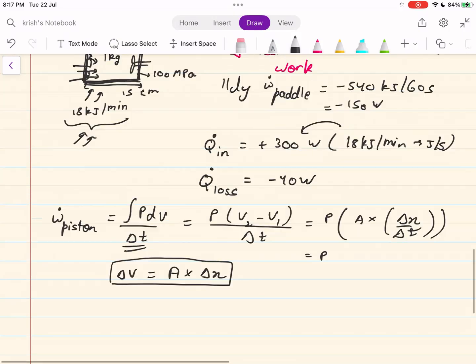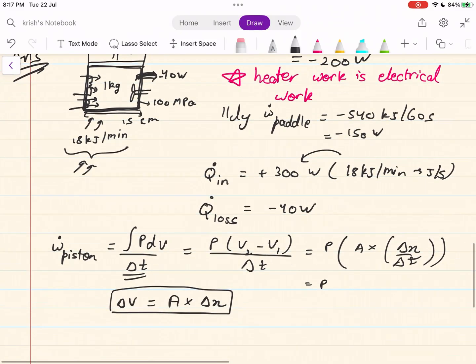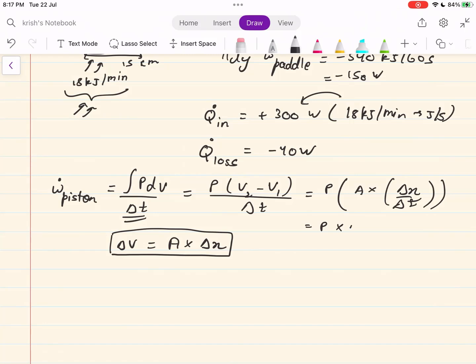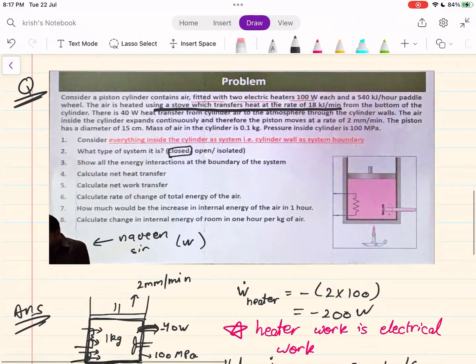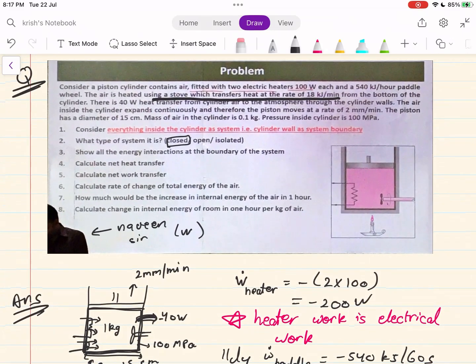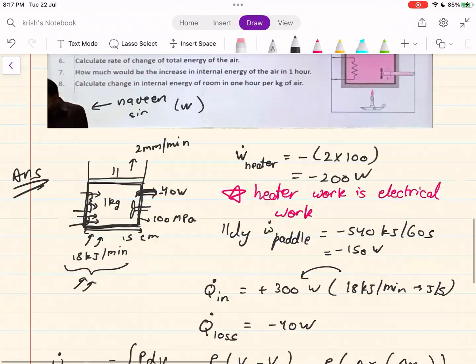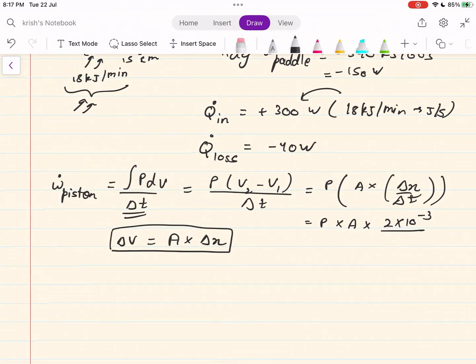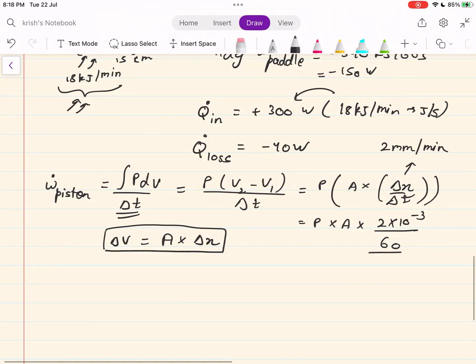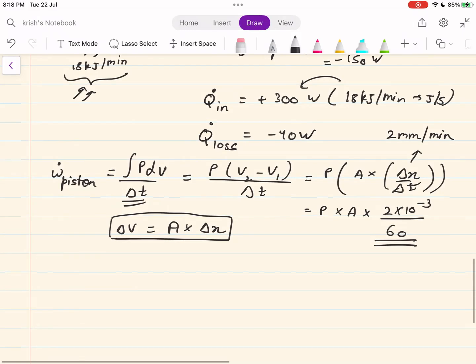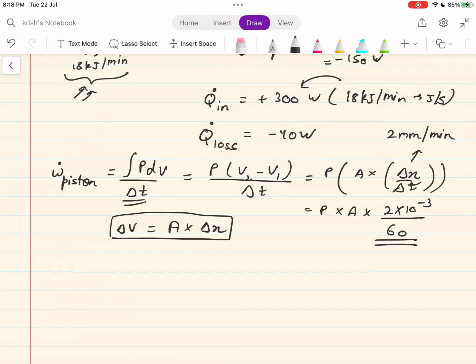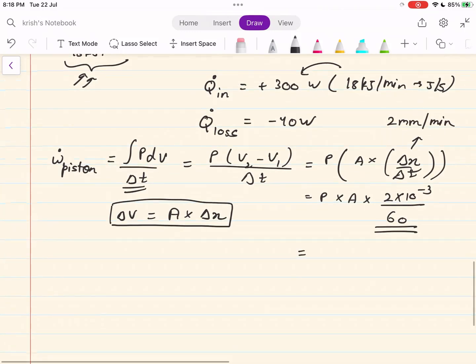As the piston moves by a distance of 2 millimeters per minute, we get P into A into 2 into 10 to the power minus 3 upon delta T. Now delta T can be taken as 1 minute because we are doing everything on a per minute basis. Delta X by delta T is given to us as 2 millimeters per minute, which is this. We are dividing by 60 because we want to find work done by the piston on a per second basis, right? So if we replace everything, we will get 58.9 watt.